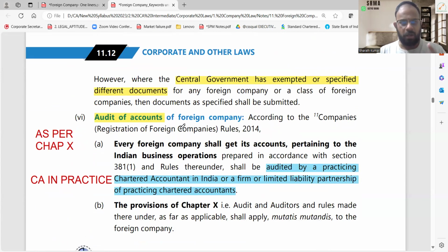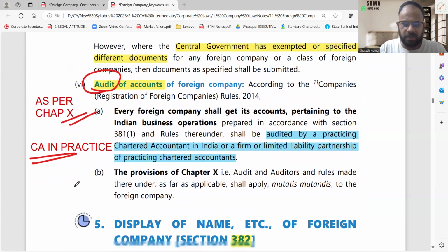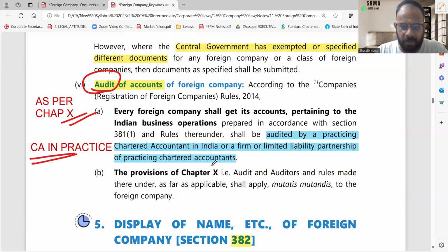Now, audit of accounts of the foreign company, value addition point only. It is not a big point, because audit of accounts means as per what? Audit and auditors, chapter number 10. Who will do this? A CA in practice will do the accounting and auditing, whatever the rules say. See here, provisions of chapter number 10, audit and auditors, shall apply mutatis mutandis. That means whatever applies there, the same thing will be applicable to a foreign company.